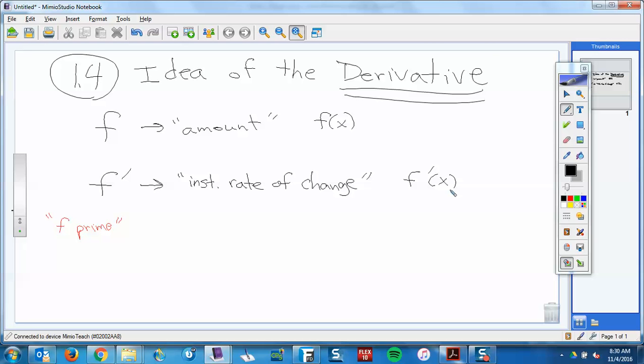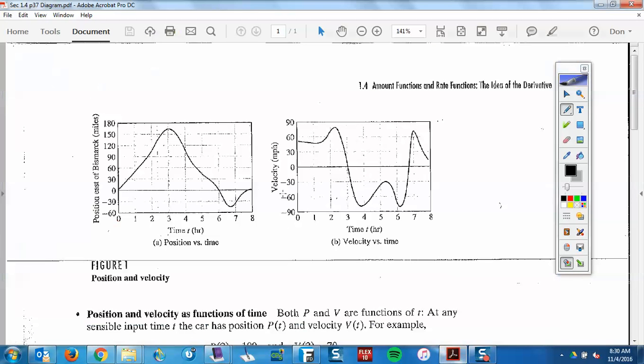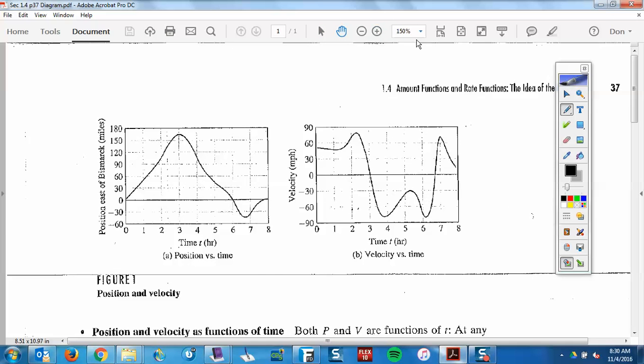Okay, it says we'll sometimes use derivative and rate function interchangeably to describe f prime, and when we do, we'll call f the original function or an amount function, and we'll revise and make this better later. Okay, so here we go. We've got this situation. Here we go with Bismarck.